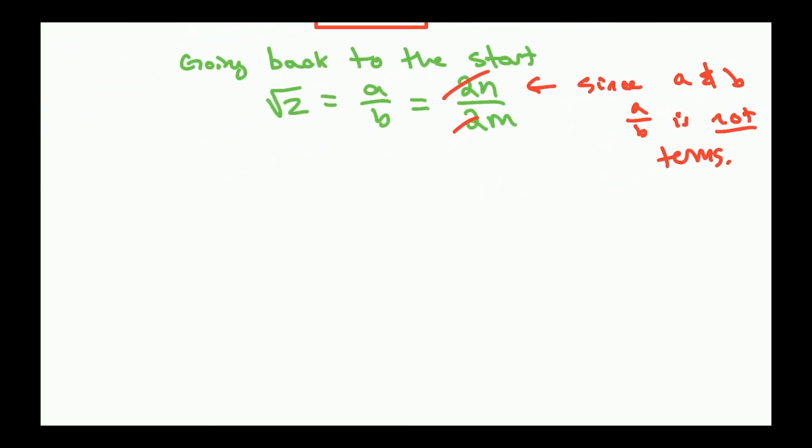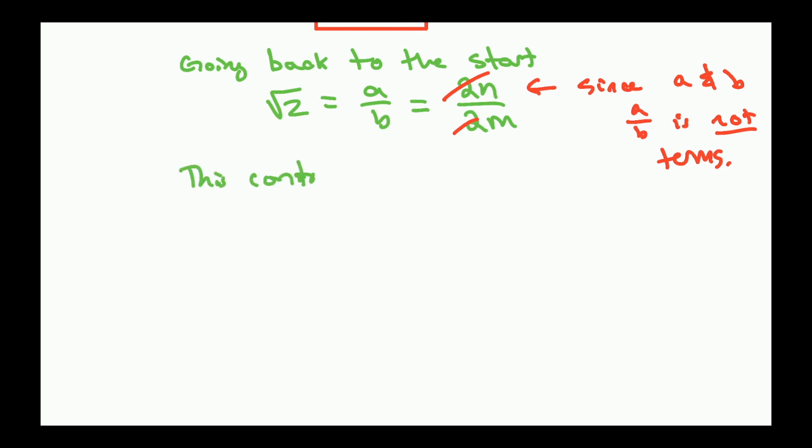Okay, so this is what we call a contradiction. So you just say this contradicts. You say specifically what the contradiction is. This contradicts the fact that a over b is in lowest terms.